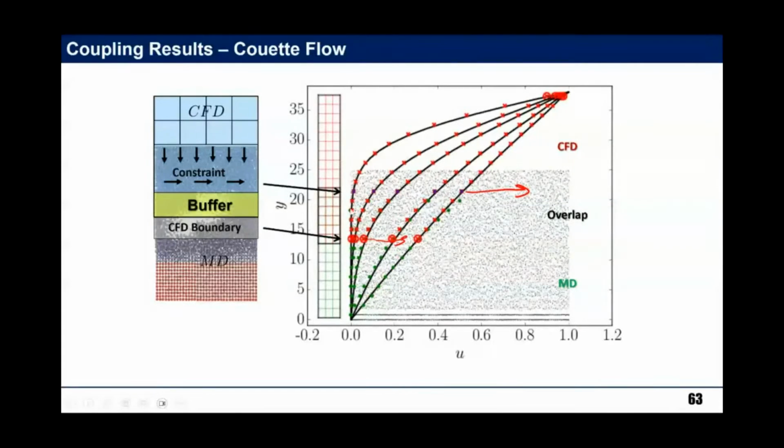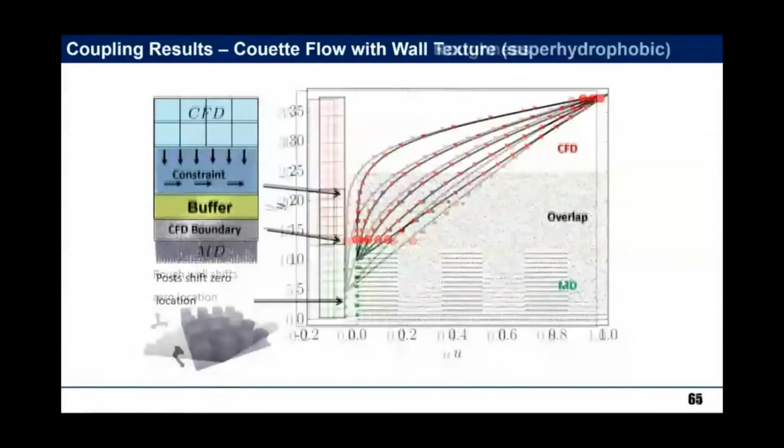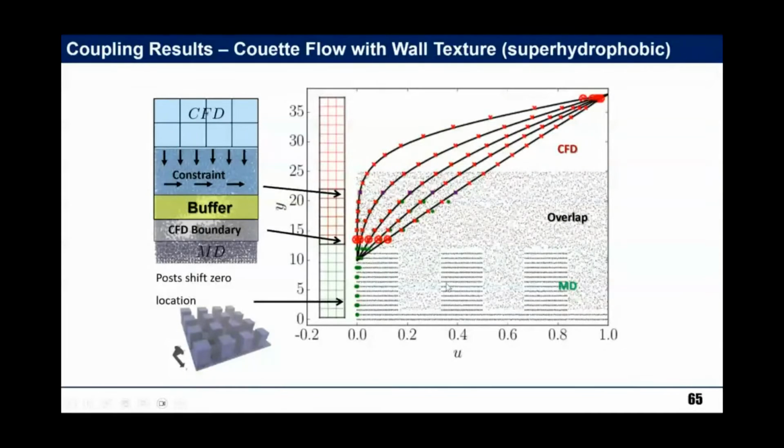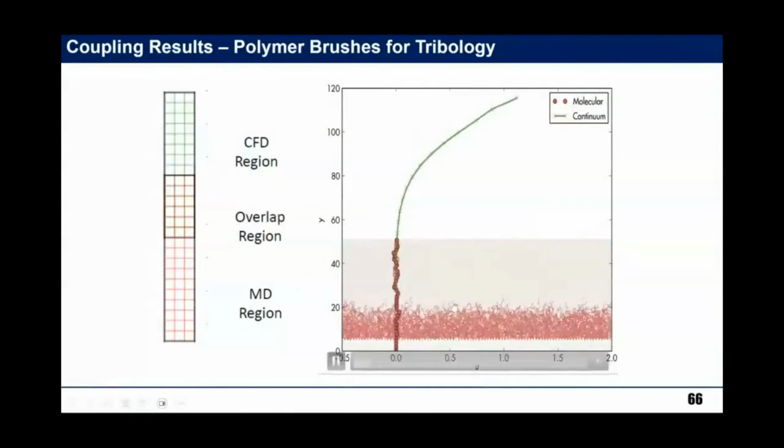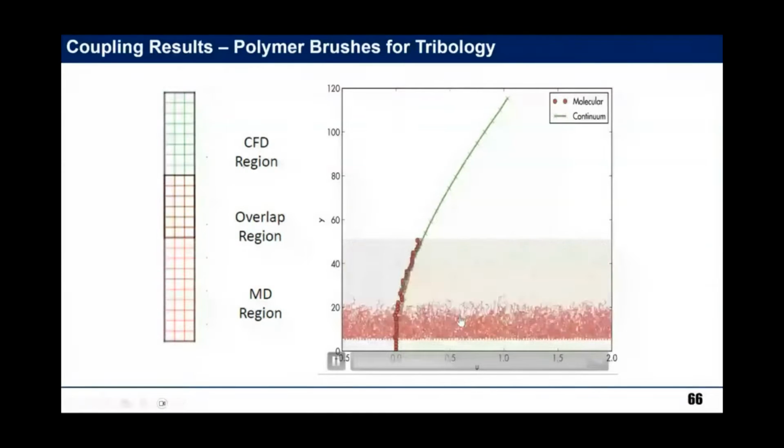We also know the analytical solution that it should agree with, provided your systems are big enough and you've taken into account the partial slip near the boundary we see with MD. It also allows you to look at more interesting cases, right? So we could look at, say, rough walls within the molecular system. We could look at textured surfaces like posts. We could look at, for tribology applications, polymer brushes, and they've been researched for drag reduction.